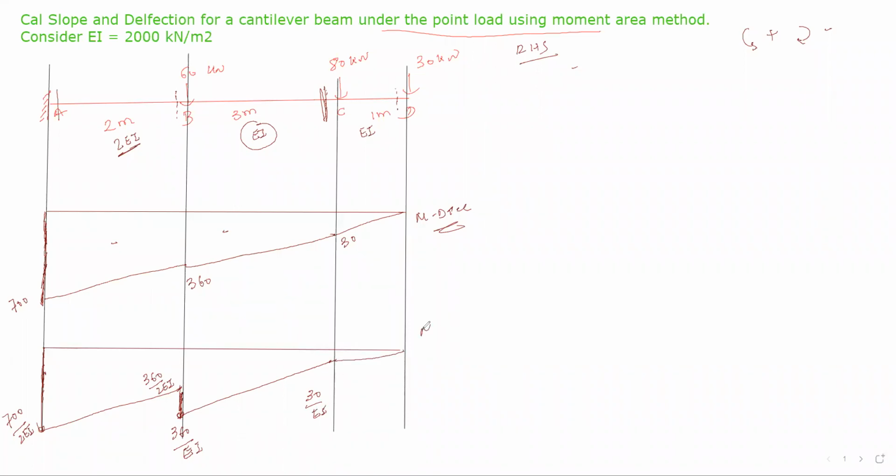This is your M divided by EI diagram. Please let me know, is there any problem understanding this particular concept? Is there any doubt? You can ask me. Is there any doubt, or is it clear to all of you? Or do I need to repeat it again?